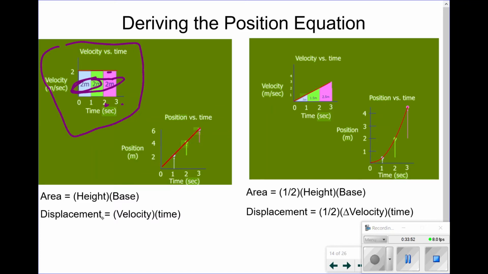When I graph my position versus time, I get a linear line because I have a constant rate of change. Everything is going to grow 2 meters for every second. In fact, my slope here is 2 meters per second because that was the velocity of the object as it travels.